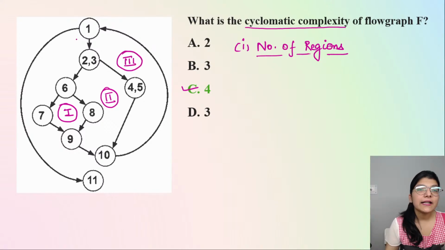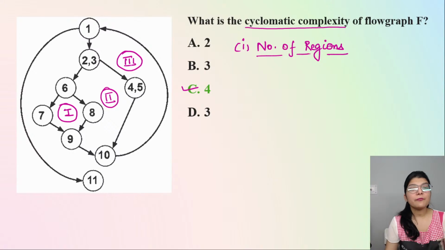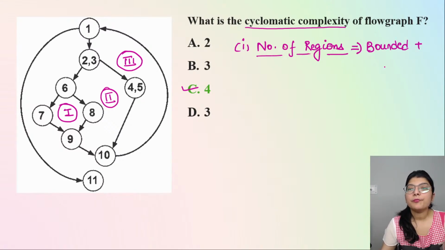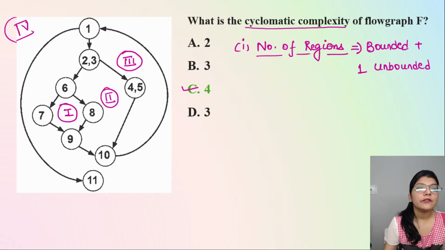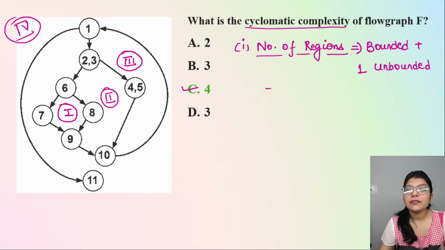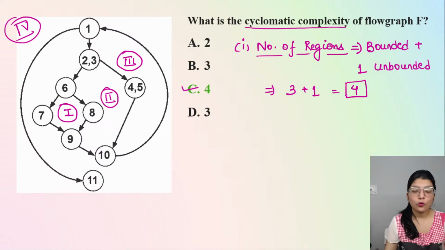Now, many of you will think that 1 to 11 is also a region. No, this is not a closed region. This is an open region. So I have 3 regions which are made from this diagram. To calculate the number of regions, it is bounded plus unbounded. The unbounded region is the region with no boundary, the outer region, so it will always be 1. I have calculated 3 bounded and 1 unbounded, so the answer is 4 from number of regions.